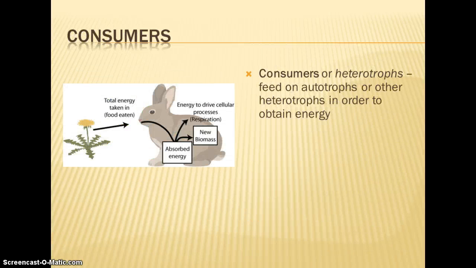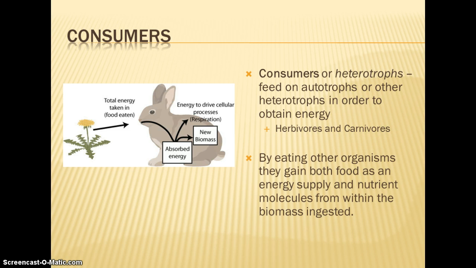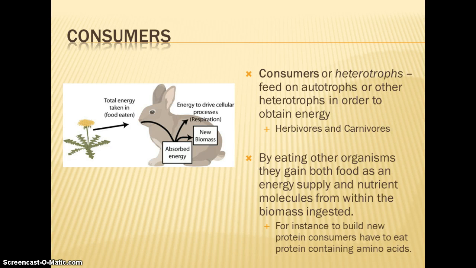So consumers are at our next trophic level, and the heterotrophs feed on the autotrophs in order to obtain their energy. They must get their energy from another source. They don't produce it themselves as the autotrophs do. So those are our herbivores and our carnivores. Our carnivores are going to get their energy from consuming the herbivore. So they're going to get the food for energy and also the nutrients that they need from the biomass that they're ingesting, the biomass from the plants. So in order to build new proteins in their body, they have to consume those proteins. Their body's not going to create it on their own.